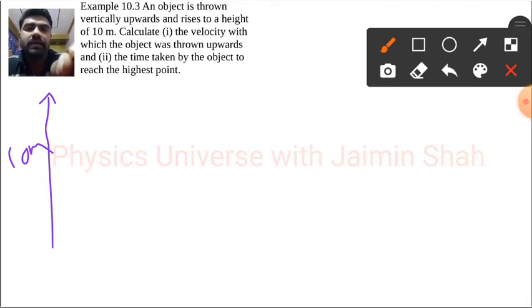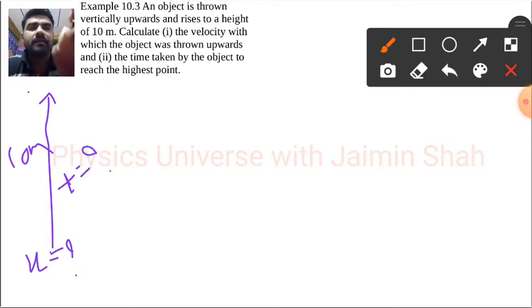So here we need to find the initial velocity, that is, with what velocity we are throwing. And the second one is the time taken by the object to reach the highest point, so t also we need to find. And at the maximum height we know that the velocity is always 0. So with the help of this, we will find all the terms.